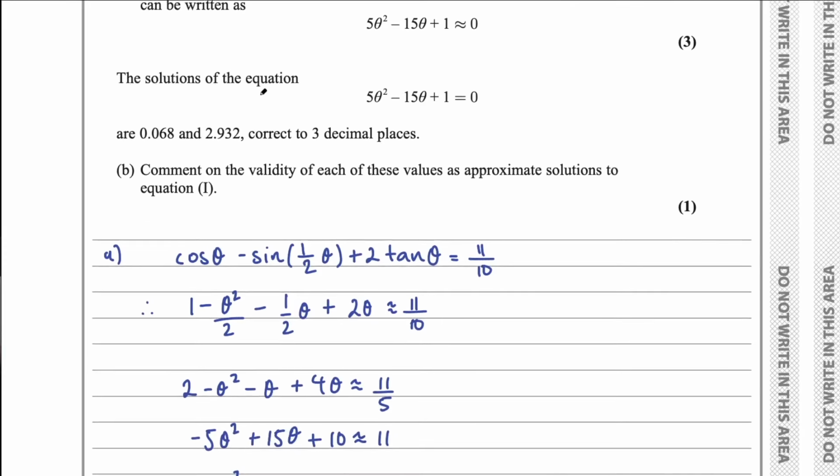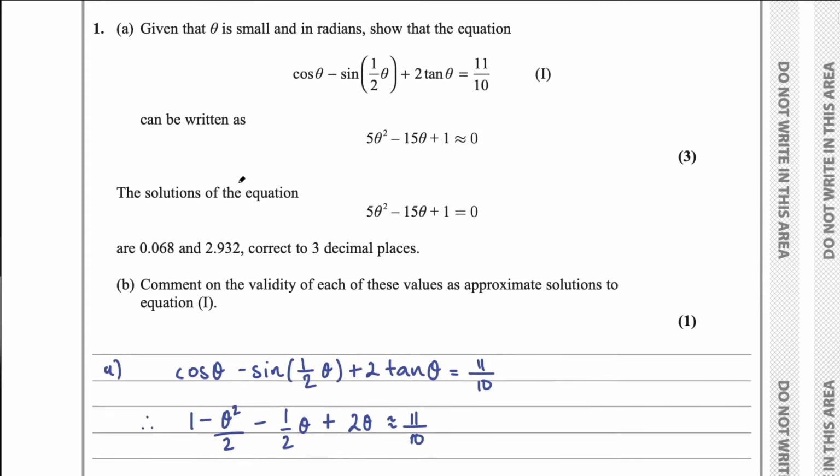Part B says the solutions of the equation 5 theta squared take 15 theta plus 1 equals 0 are 0.068 and 2.932, correct to 3 decimal places. Comment on the validity of each of these values as approximate solutions to equation I. So in that case they're referring to this equation up here, which they've called equation I, or equation 1, I guess they're using Roman numerals there.